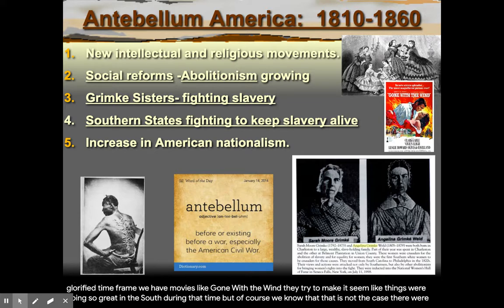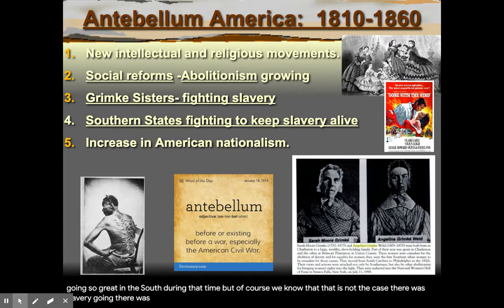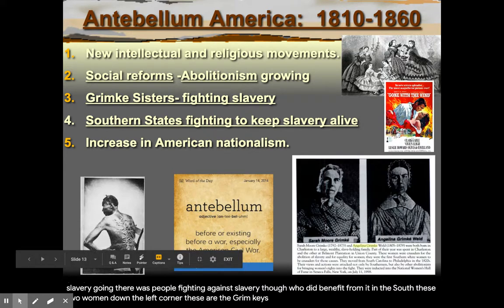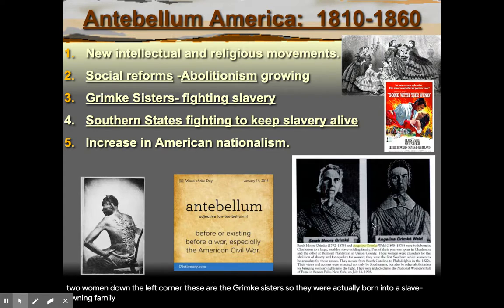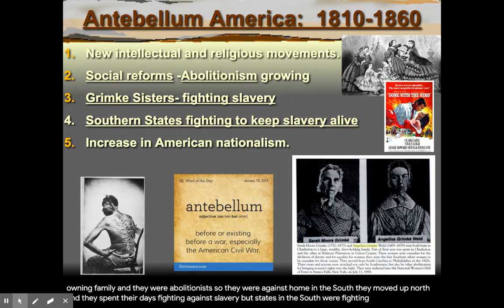There was slavery going on. There were people fighting against slavery, though, while others in the South did benefit from it. These two women in the left corner are the Grimke sisters. They were actually born into a slave-owning family, and they were abolitionists, so they were against slavery. They left their home in the South, moved up north, and spent their days fighting against slavery. But states in the South were fighting to keep slavery alive.